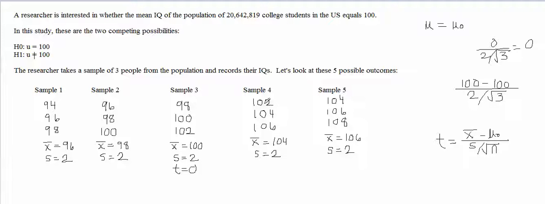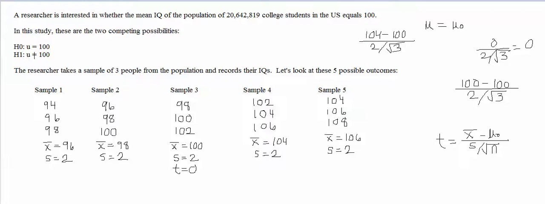Let's do this one right here. Sample mean is 104, minus, the researcher is still testing whether the population mean is 100. We're just looking at a different possible outcome. So the hypothetical population mean is still 100. The sample standard deviation is still 2. And we divide that by the square root of 3.